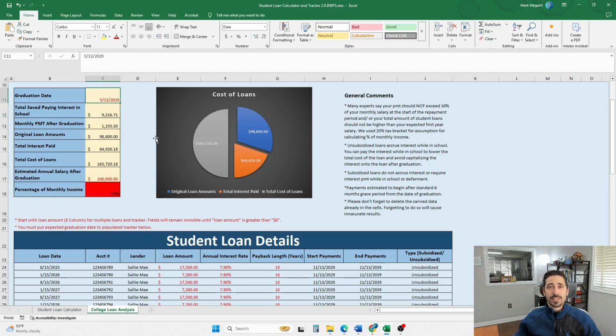Now, something else that's a big needle mover on this chart. Let's say it took us an extra year to graduate for whatever reason. It doesn't matter. Maybe we had to work more than we thought. Maybe we were lazy in school.